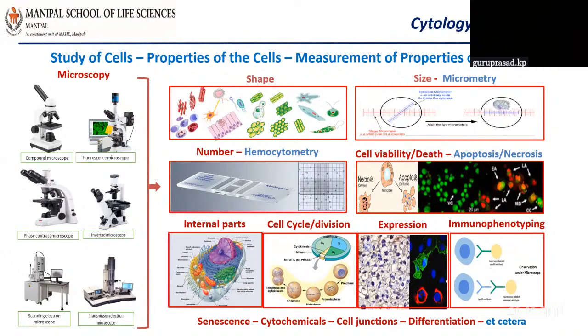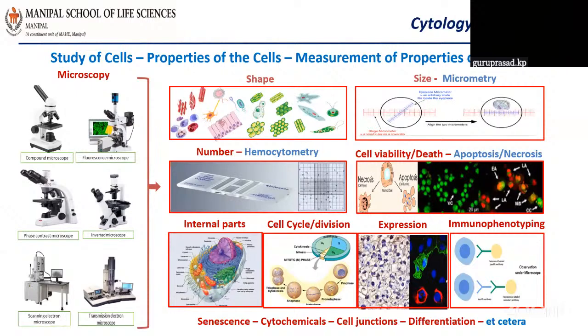All these things we look at in cells. Additionally, we may look for senescence, we may look for cytochemicals present in the cell by differential staining, or we may look for cell-cell interaction, maybe by cell junctions or something else, or we may look into differentiation aspects. For example, cells may be de-differentiated into cancer cells. If you think of turning them back to the differentiated status, that is actually a cure for cancer. Such kinds of things.